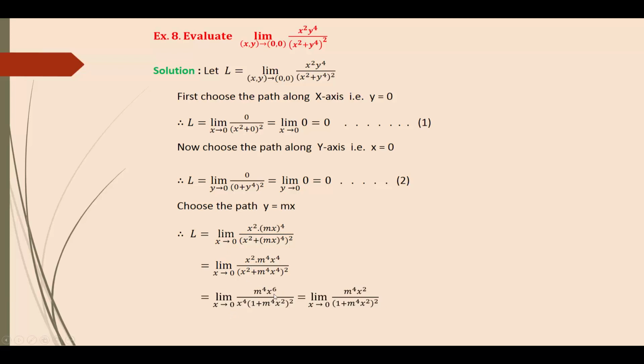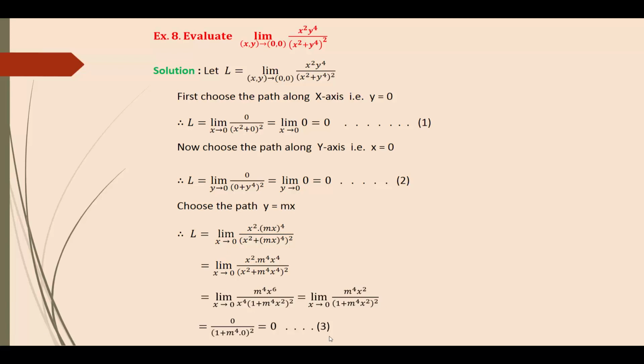Therefore we get limit as x tends to 0 of m raised to 4, and x square into x raised to 4 is x raised to 6, upon, from this bracket x square common, x square and bracket square means x raised to 4 common, inside the bracket 1 plus m raised to 4 into x square, whole square. We get this x raised to 4 cancel, so remains only m raised to 4 into x square upon (1 plus m raised to 4 x square) whole square. Now taking limit as x tends to 0, so 0 upon 1 plus 0 is equal to 0. Denote this as equation number 3.